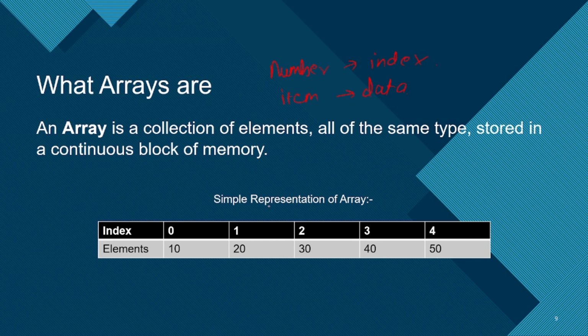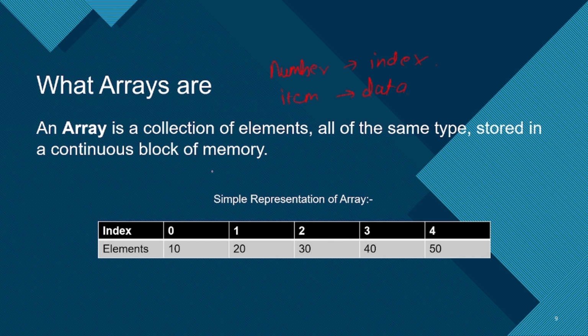So here is a simple representation of an array. This is the number and this is the data, or we can say atom. So this is the index, that is 0 1 2 3 4, and the elements, that is the data in it, are 10 20 30 40 and 50. In programming we can use an array to store and manage multiple values efficiently, right?